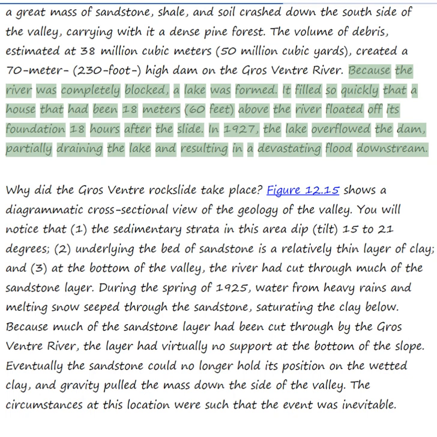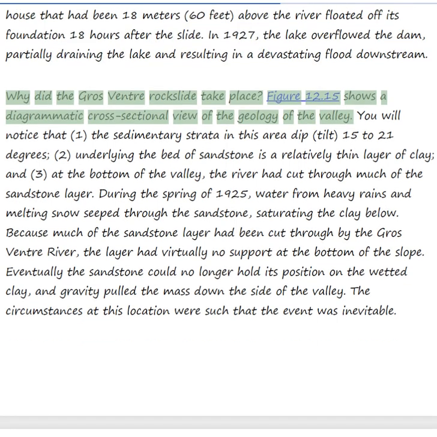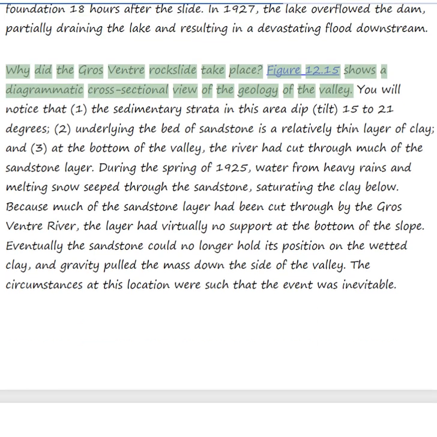It filled so quickly that a house that had been 18 meters above the river floated off its foundation 18 hours after the slide. In 1927, the lake overflowed the dam, partially draining the lake and resulting in a devastating flood downstream. Why did the Gros Ventre rockslide take place? Figure 12.15 shows a diagrammatic cross-sectional view of the geology of the valley.